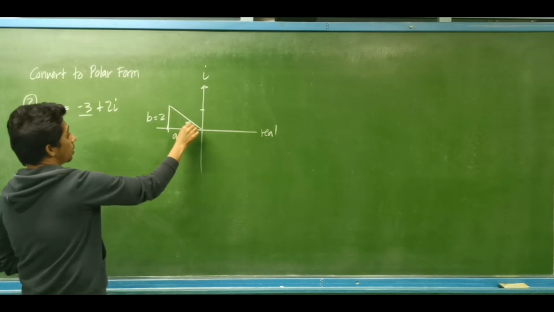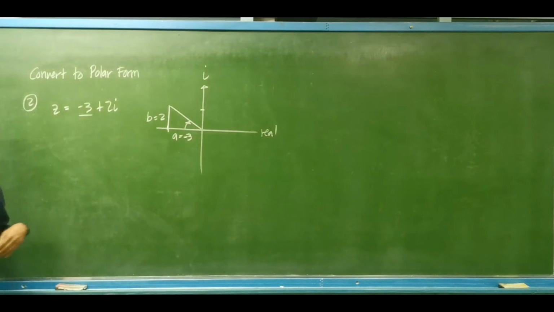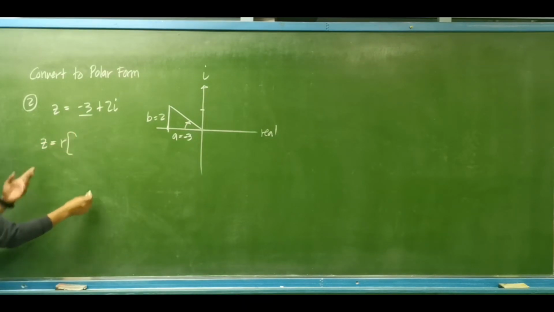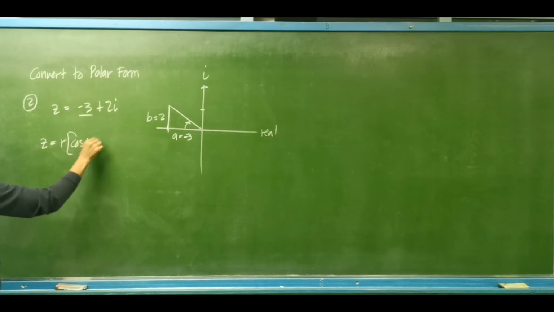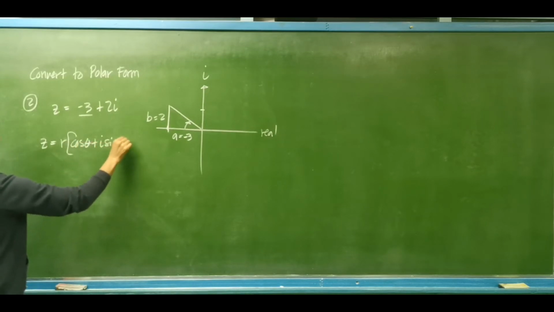So is this our argument? So take note, if we are to place the argument in our equation for the polar form, z is equal to r multiplied by the quantity cosine of theta plus i sine of theta.